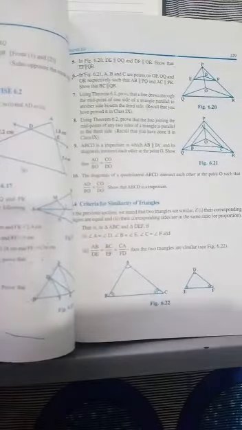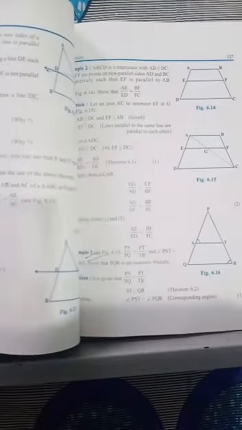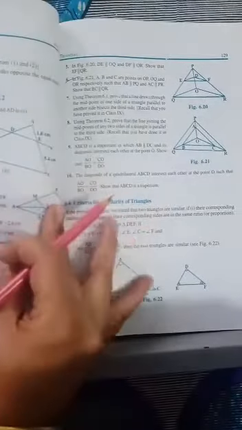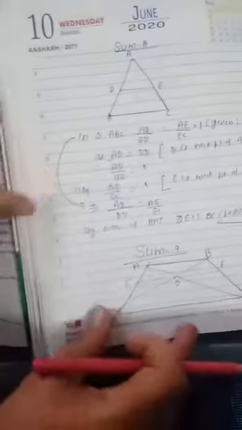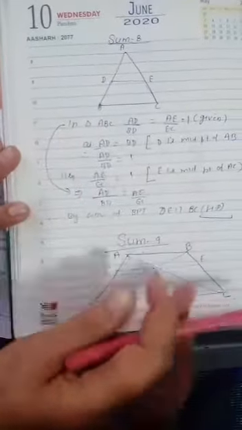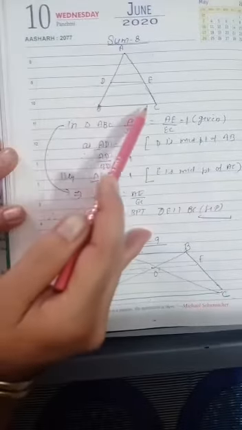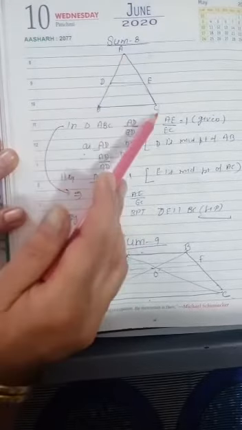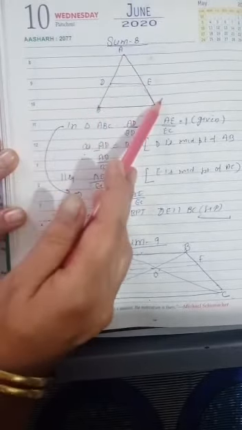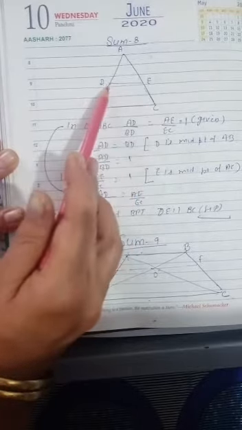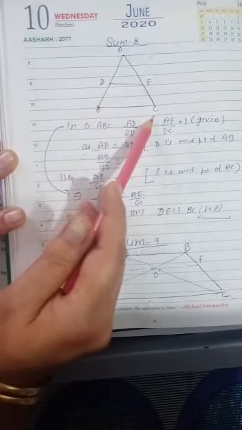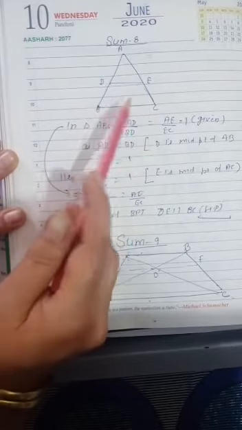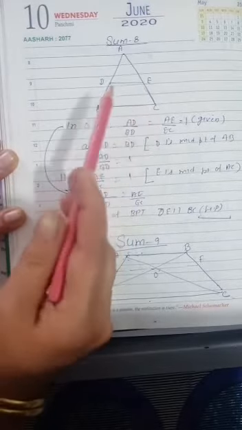Now two midpoints are given, and we have to show that when we join the midpoints of the triangle's sides, the line will be parallel. What is given in sum 8? In triangle ABC, D is the midpoint of AB and E is the midpoint of AC, both are given midpoints. Clear? And we have to show that DE is parallel to BC, as we have done in sum 2.